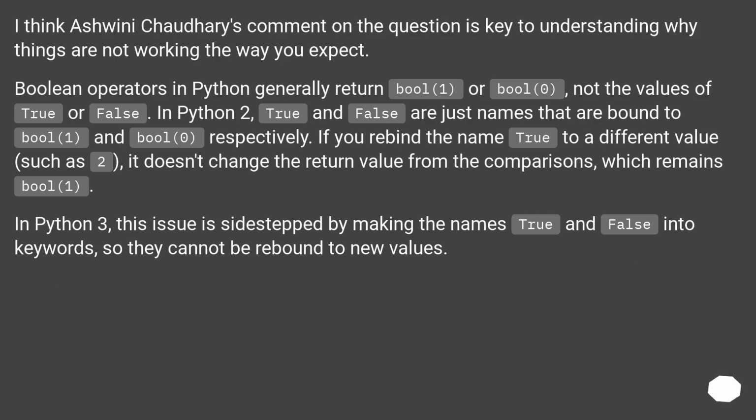I think Ashwini Chowdhury's comment on the question is key to understanding why things are not working the way you expect. Boolean operators in Python generally return bool(1) or bool(0), not the values of True or False. In Python 2, True and False are just names that are bound to bool(1) and bool(0) respectively. If you rebind the name True to a different value, such as 2, it doesn't change the return value from the comparisons, which remains bool(1). In Python 3, this issue is sidestepped by making the names True and False into keywords, so they cannot be rebound to new values.